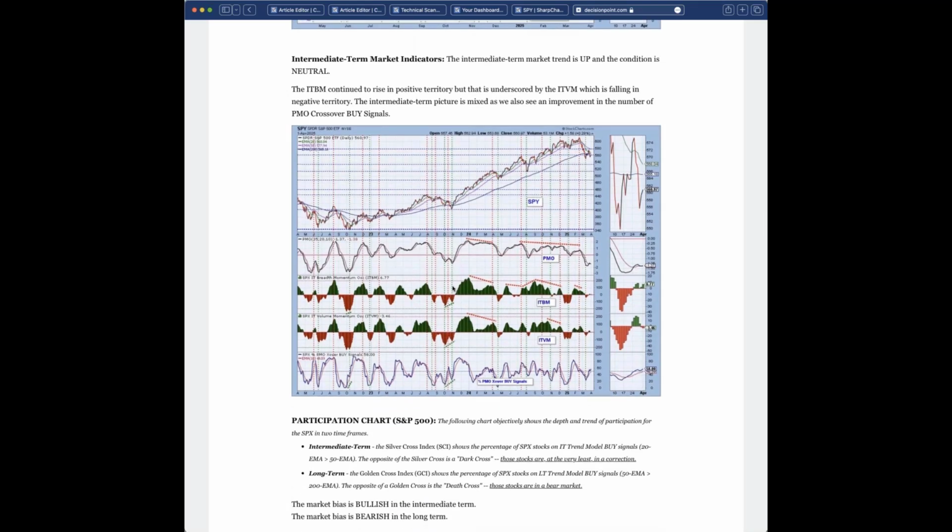Here's the ITBM and ITVM, and you can see that in this case, the ITBM is rising, but the ITVM is in decline. So again, we have mixed indicators here. We're not getting a full confirmation of the current rising trend, because the market trend is up in the intermediate term. We have a low above a low, we have highs above highs. We're still, I would say, in a rising trend in the intermediate term. You can see that we have 58% with PMO crossover buy signals, and that's quite positive.